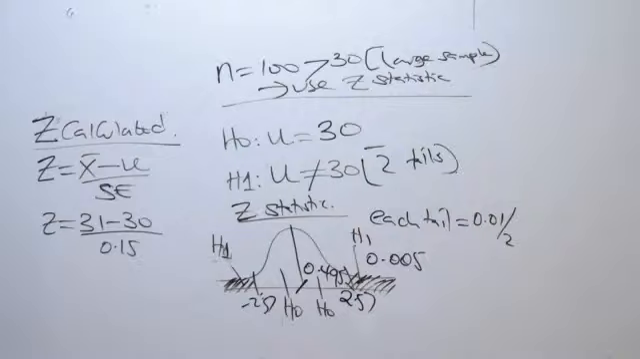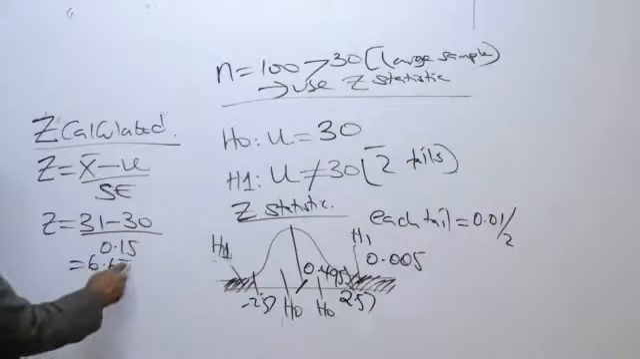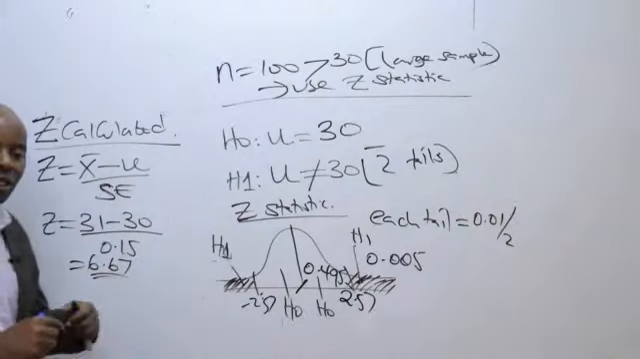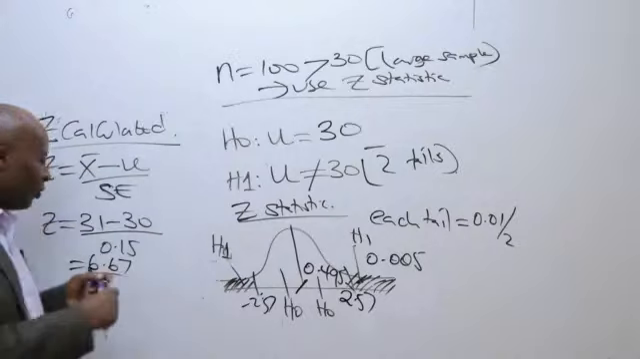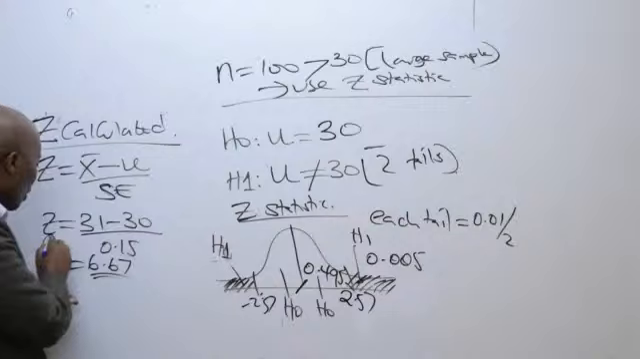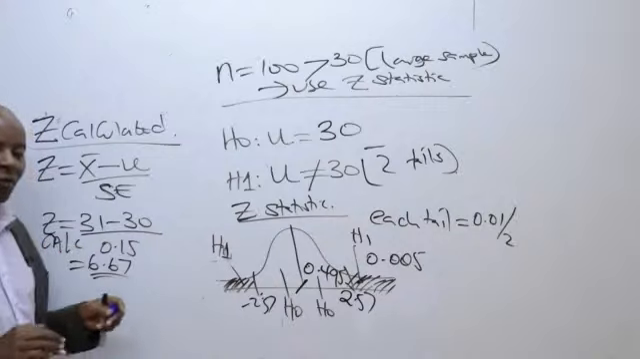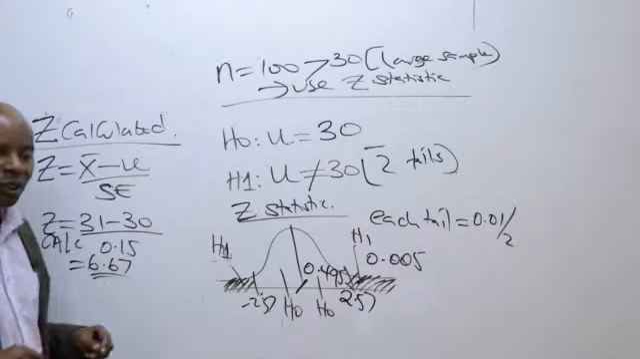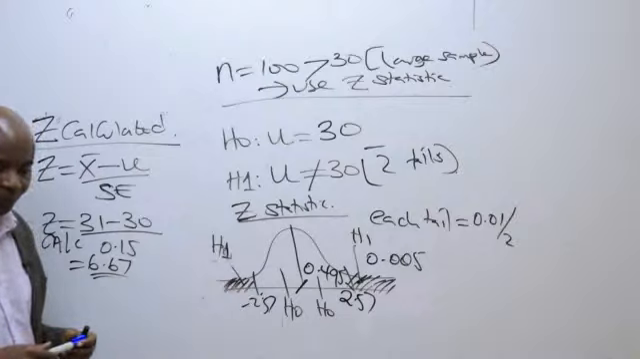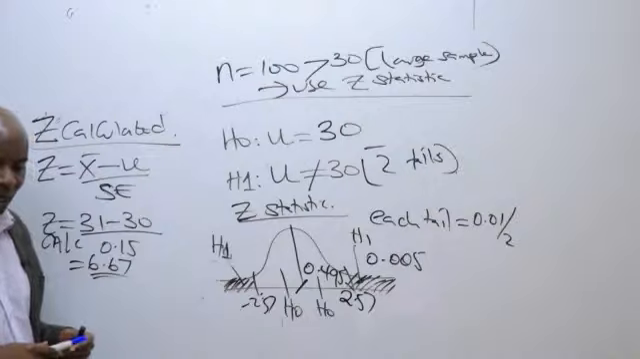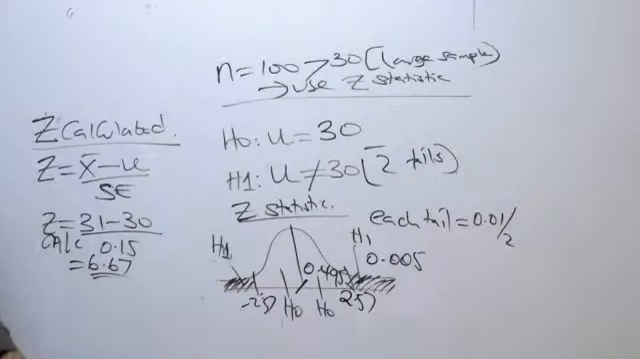So Lokai, Denise, Denzel, they're giving me 6.67. So the next question, I told you this is one thing leading to another. Ladies and gentlemen, having gotten this Z calculated, we normally call it Z calc. What do you think will be the next thing to be done?